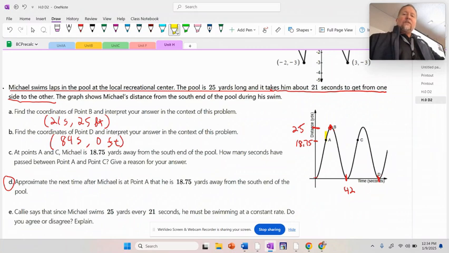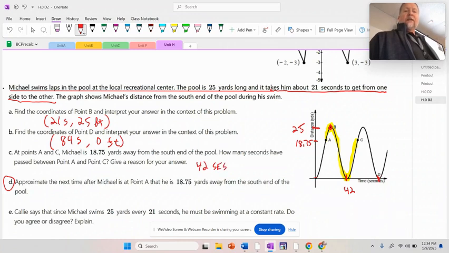So here we go. We're starting here. We hit there. We go to this side, and then we end up back where we started. How many seconds do you think that took? That's a period, but just starting and ending at a different point. So this is 42 seconds.